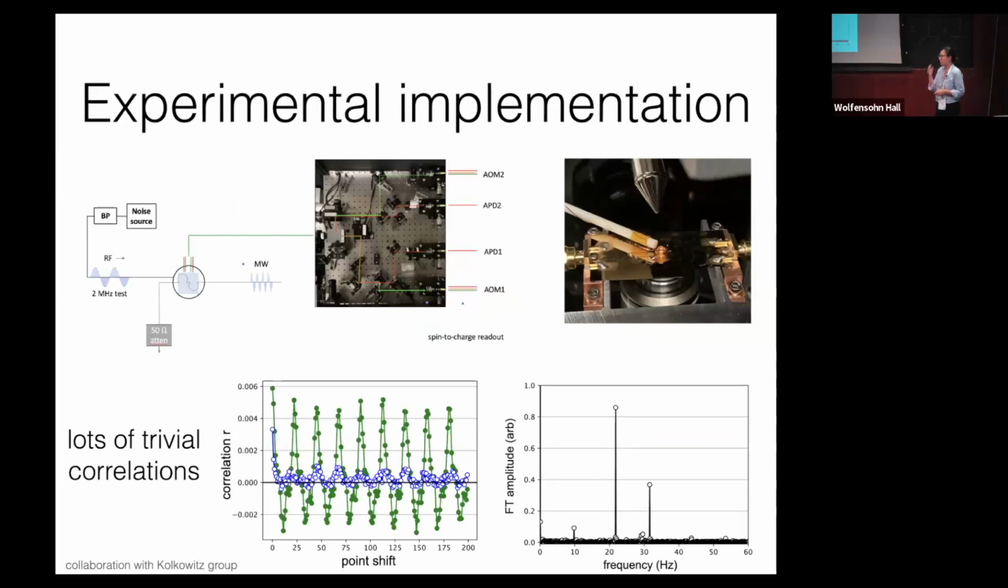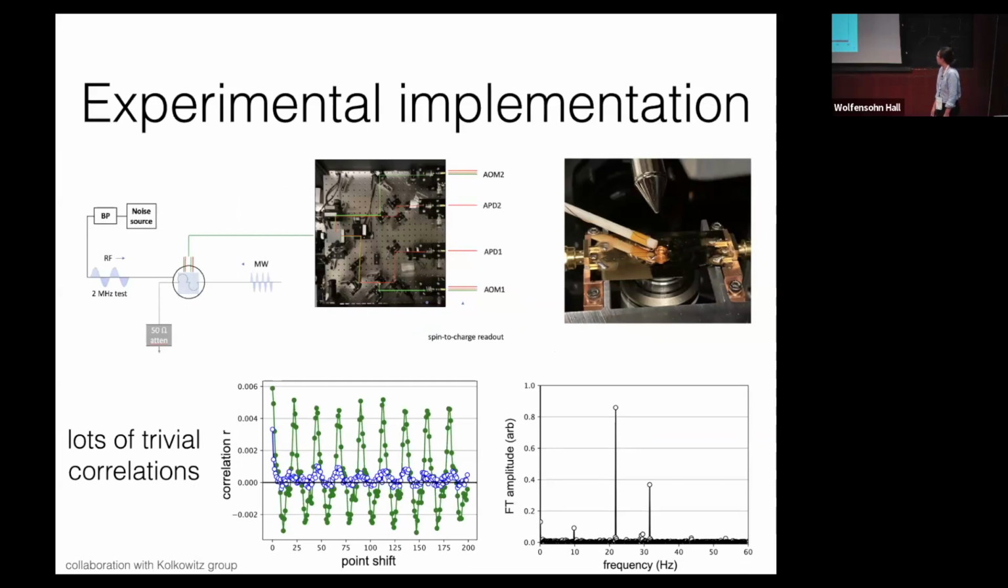Okay, so that's the theory. It seems like we should be able to measure these correlations. We set out to experimentally implement it, which is pretty straightforward. We build one of these microscopes, and then instead of just building one channel, we build 2 channels. So we have 2 separate channels that we can use to point at 2 separate NV centers. And then we have to implement the spin to charge readout.